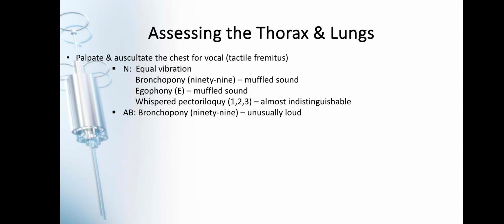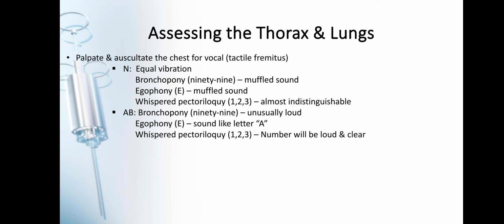And then, we also have whispered pectoriloquy. We ask the patient to say 1, 2, 3. Normally, the sound or vibration you palpate is almost indistinguishable. The abnormal: in bronchophony, when the patient says 99, it is unusually loud. In egophony, it sounds like the letter A instead of the letter E. And in whispered pectoriloquy, instead of being indistinguishable, it becomes loud and clear when the patient has an abnormal problem.